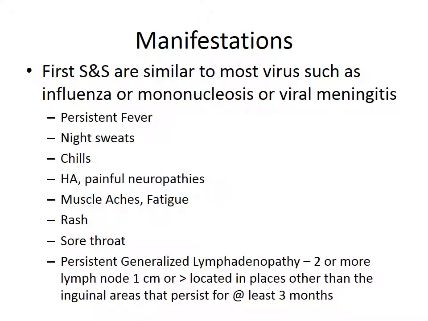Clinical manifestations include the first signs and symptoms that are similar to most viruses, such as influenza, mononucleosis, or viral meningitis: persistent fever, night sweats, chills, headache, painful neuropathies, muscle aches, fatigue, rash, sore throat, and persistent generalized lymphadenopathy, 2 or more lymph nodes 1 centimeter or greater located in places other than the inguinal areas that persist for at least 3 months.